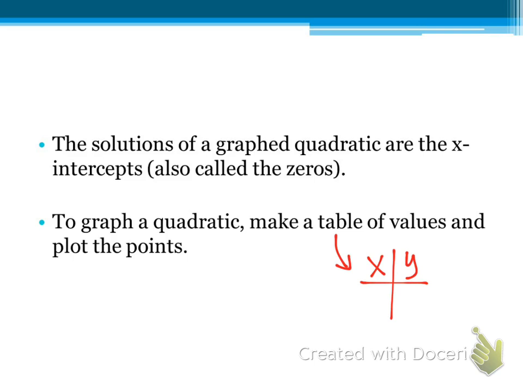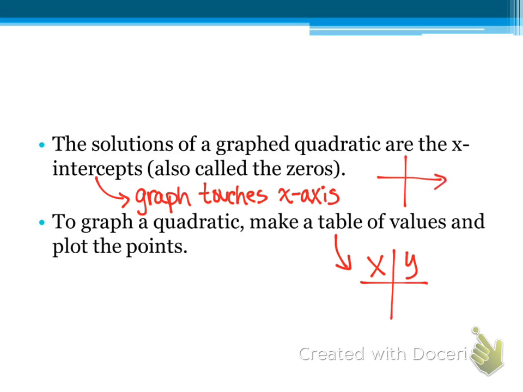I also want to revisit the idea of an x-intercept. An x-intercept is the point where the graph touches the x-axis. So I'm just going to make a note of that. That's where the graph touches the x-axis, which is the one that goes side to side. X-axis is side to side, y-axis is up and down. Even draw yourself a little picture of that. That's our x-axis. So if we were to have a parabola in it, our x-intercepts are where it touches that x-axis.